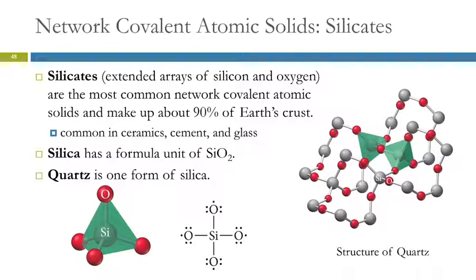Another important group of network covalent atomic solids are silicates. Silicates are extended arrays of silicon and oxygen. And this is the most common by far network covalent solid. It makes up about 90% of the Earth's crust. So most of the Earth's surface has silicates in it. So you think about going to the beach, and what's at the beach? Sand, right? That's kind of what makes a beach. There's a bunch of sand near water, right?